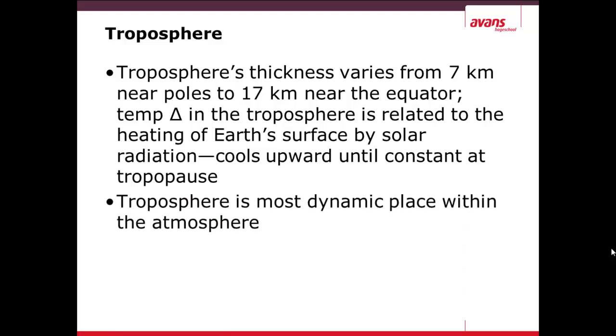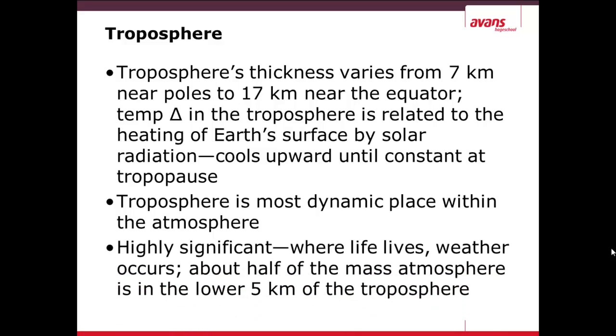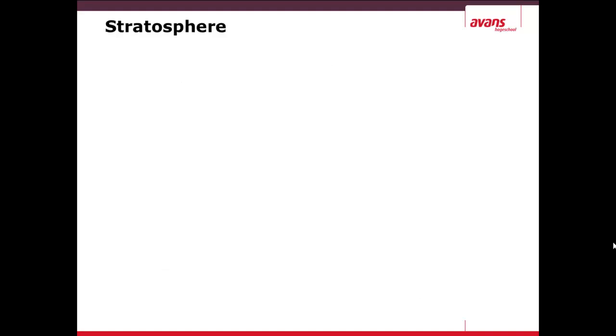The troposphere is the most dynamic place within the atmosphere because of the winds associated with it. Highly significant, of course, is that it is where most life is and where weather occurs on our planet. About half of the mass of the atmosphere, that's correct, gases do have a mass, is in the lower 50 kilometers of the troposphere.